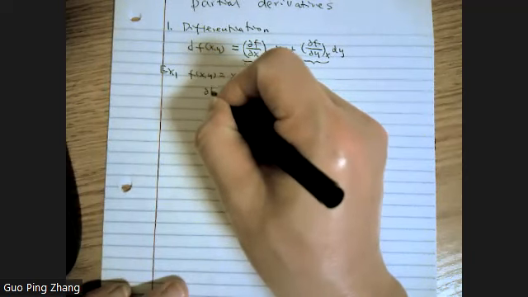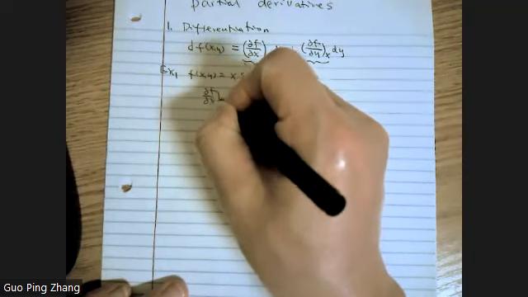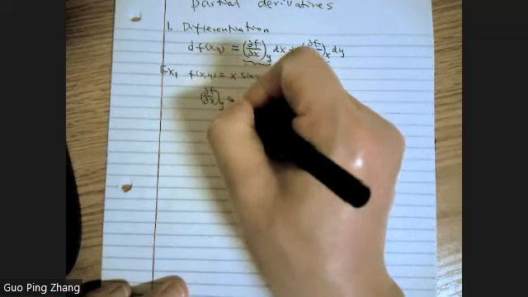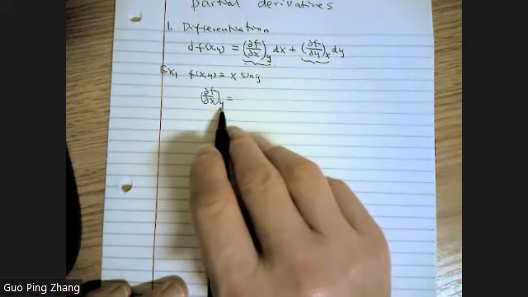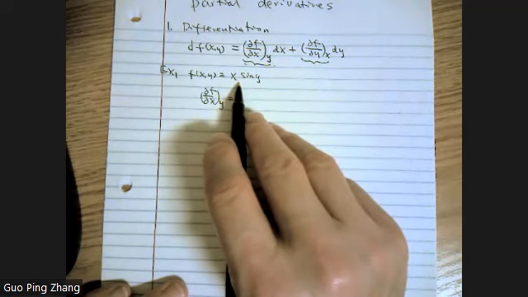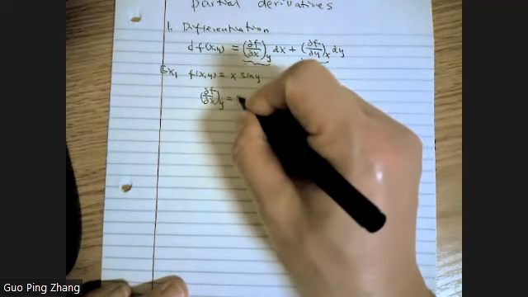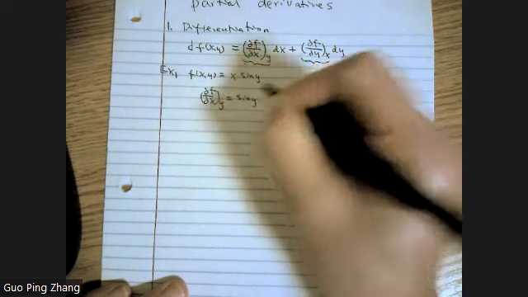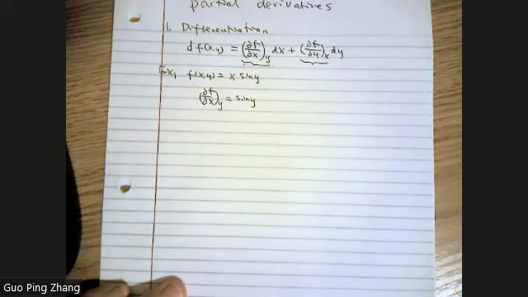So what I will have is partial f over partial x, holding y constant. So this part is constant. The derivative of x is simply 1. Therefore we have sine y, like this. That's a partial derivative.